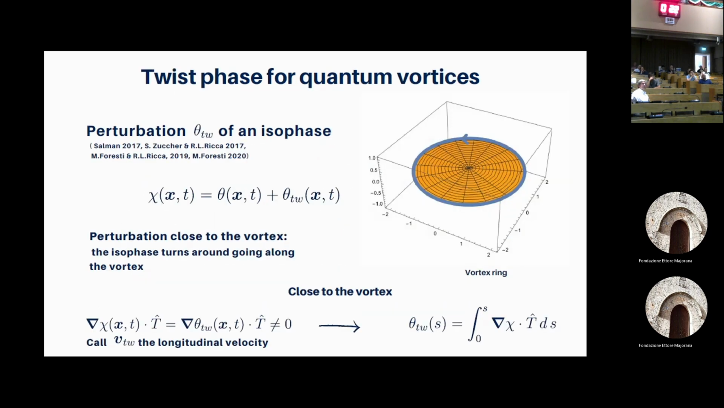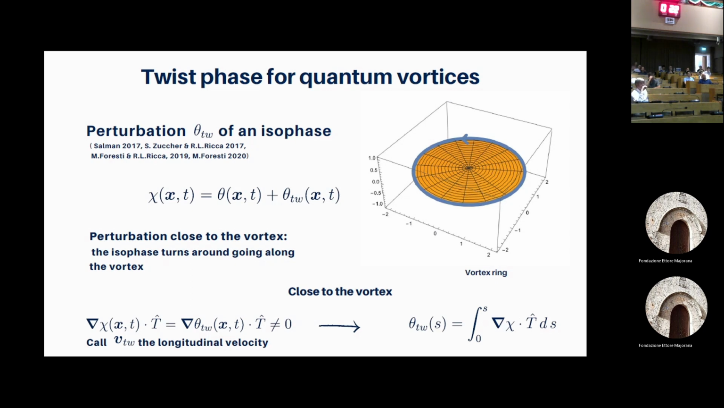But now the focus on twist. Twist is well defined for classical vorticity theory, but here we are talking about quantum vortices. So they are very thin singular lines, and it is hard to generalize the twist concept in a Bose-Einstein condensate. So we use the concept of a twist phase, defined for the first time by Salman and then used by Zuccher and Ricca in 2017.